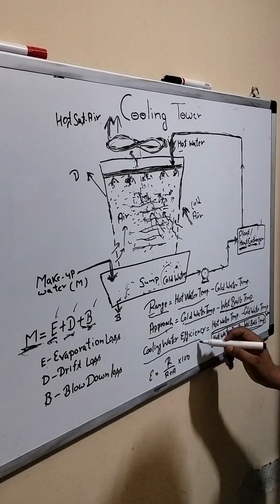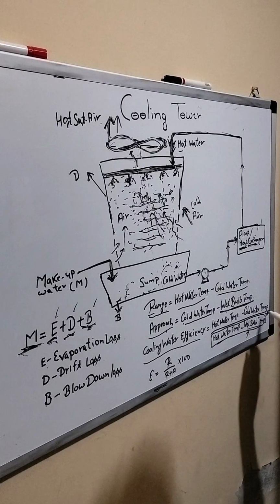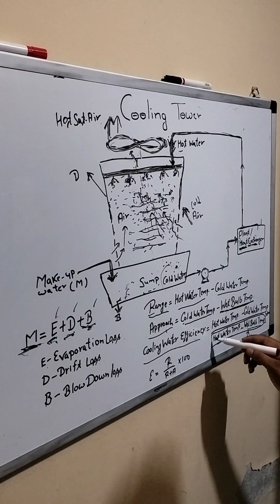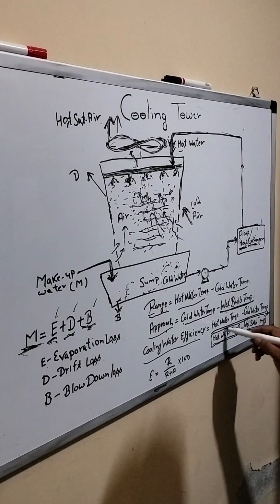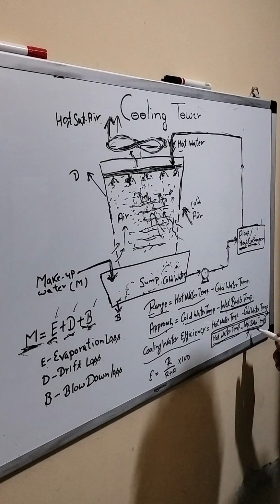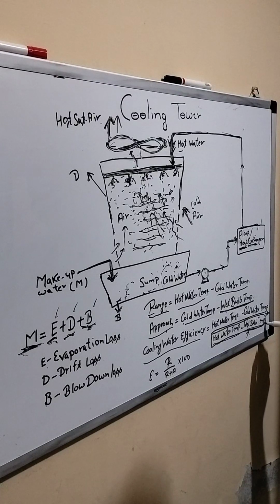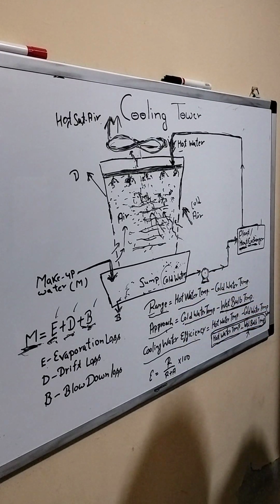So what is cooling tower efficiency? It is the hot water temperature minus the cold water temperature, divided by the hot water temperature minus the wet bulb temperature. The term hot water temperature minus wet bulb temperature is the maximum difference you can achieve, because below the wet bulb temperature you can never achieve a temperature here.